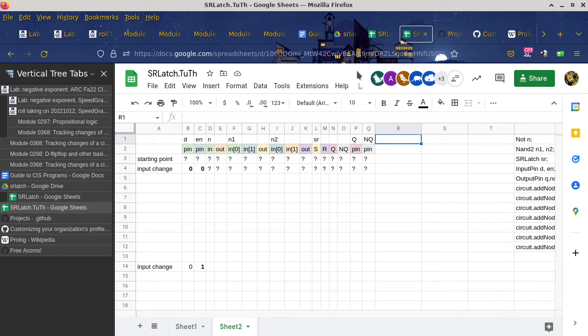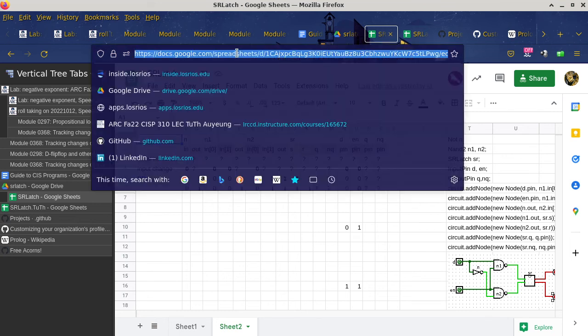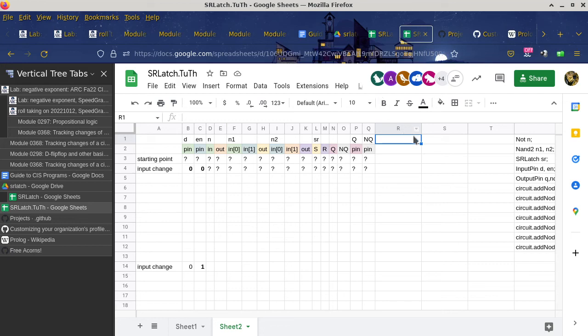Because this other spreadsheet is also available, let me put the link somewhere. Okay, this is the link. I'm going to put the link over here, so this way, if you want to open the other spreadsheet on your end, you can do so. I'm not going to look at the picture, because I want to train everybody not to have to rely on the picture to get this done.